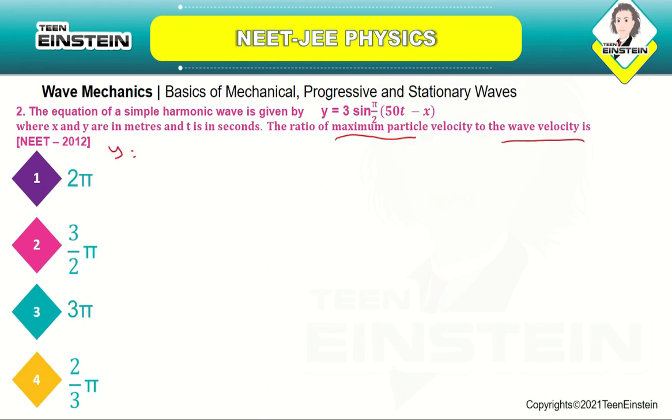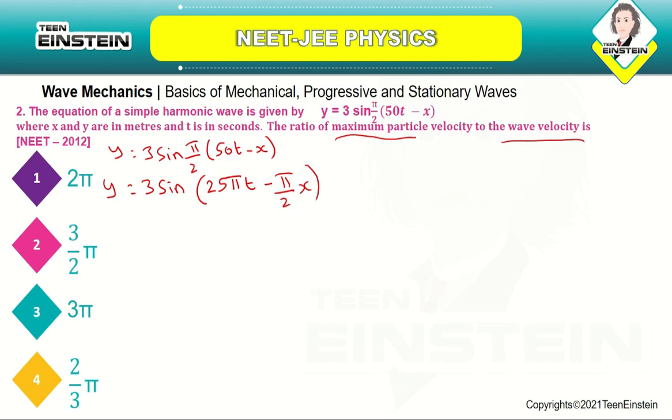Y is equal to 3 sine (pi by 2)(50t minus x). Okay, taking this pi by 2 inside, it will become 3 sine (25 pi t minus pi by 2 x).